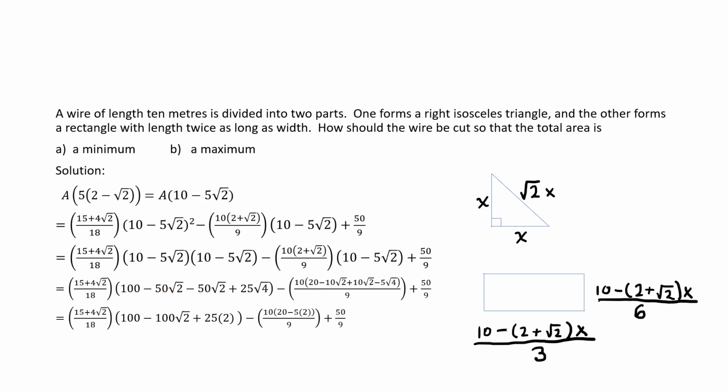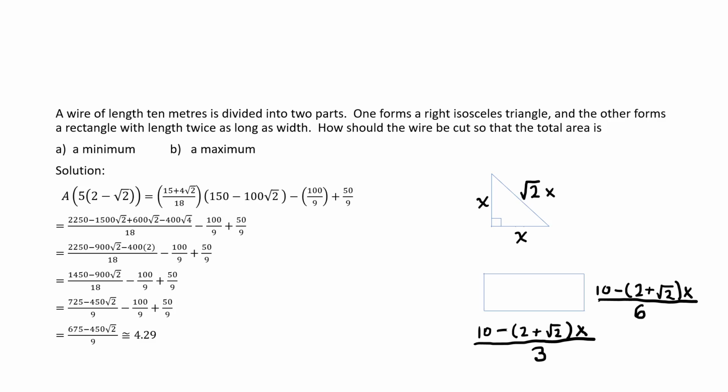And then finally, if we let x be the largest value it could be, which is 5 times 2 minus root 2 quantity, if we did all that, we would ultimately, after a bunch of simplifying, get the quantity 675 minus 450 root 2 all over 9. And again, that quantity roughly equals 4.29. It can actually be reduced as well. The number 9 factors out nicely from the numerator, and obviously from the denominator we can cross those out. But without doing that, we see that we get a value of roughly 4.29, which we had a while ago.